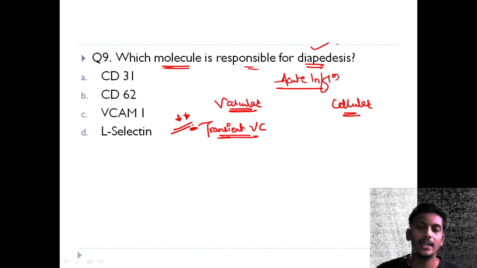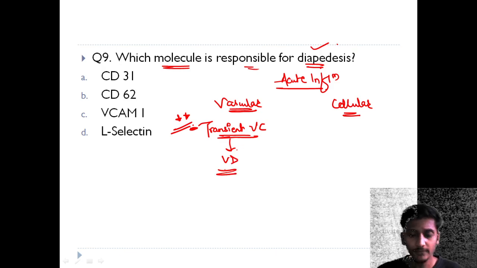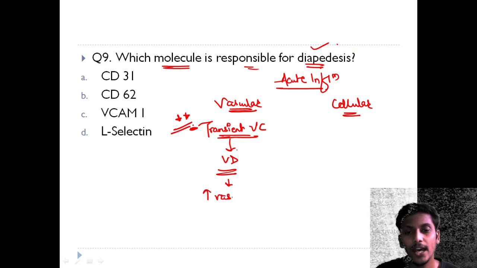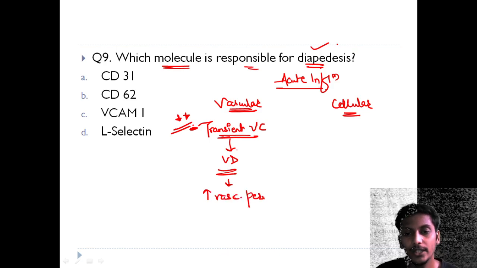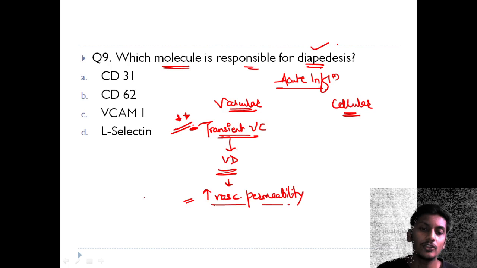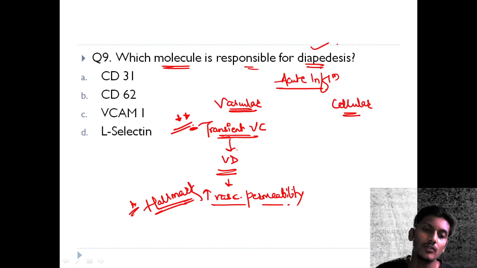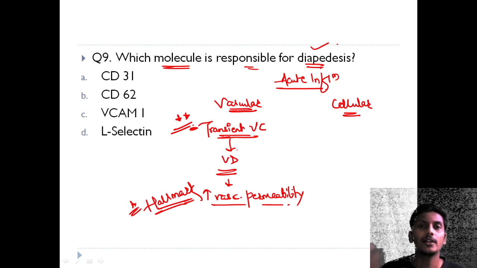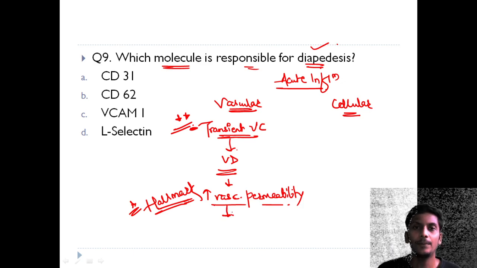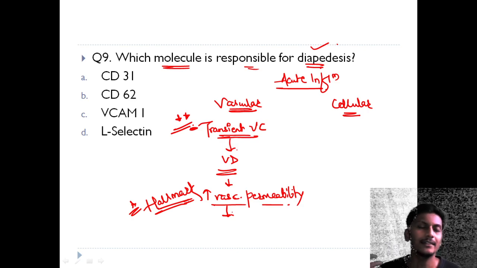So the first change that we can see is transient vasoconstriction, which is followed by vasodilation. This vasodilation would now lead to increased vascular permeability. So please remember this, okay? And this increased vascular permeability is considered the hallmark of acute inflammation. The hallmark of acute inflammation is what? Increased vascular permeability. And the first change is what? Transient vasoconstriction, right? After this increased vascular permeability, what happens? The fluid or the plasma inside the vessel starts leaking out of the vessels due to this increased permeability.